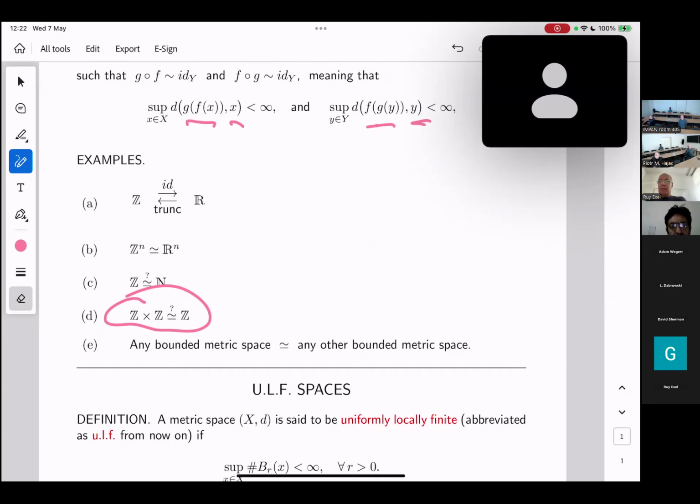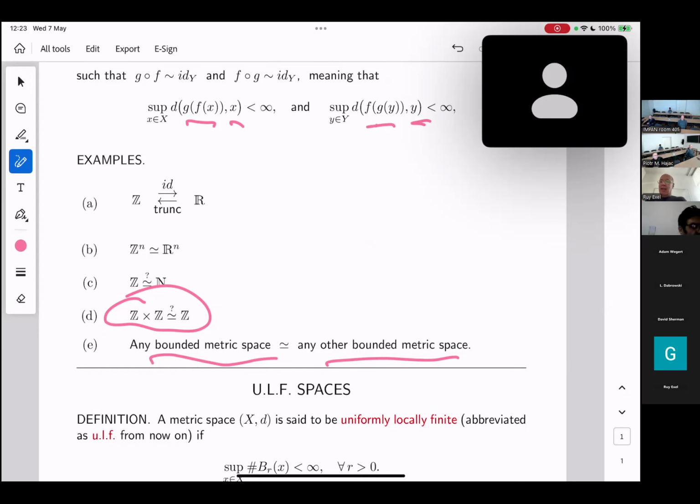If we think about bounded metric spaces, any bounded metric space, if you look at it from a very long distance, is just a point. So all bounded metric spaces are coarsely equivalent to any other bounded metric space.